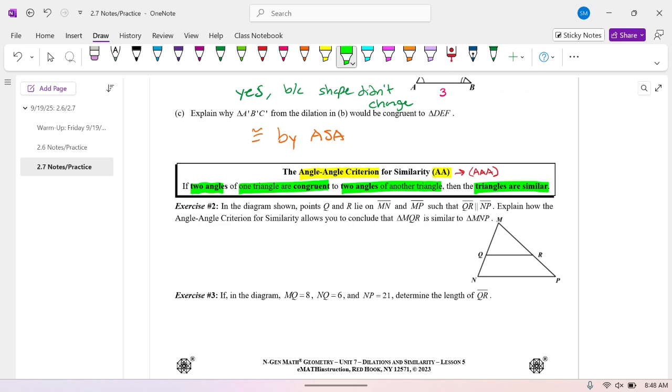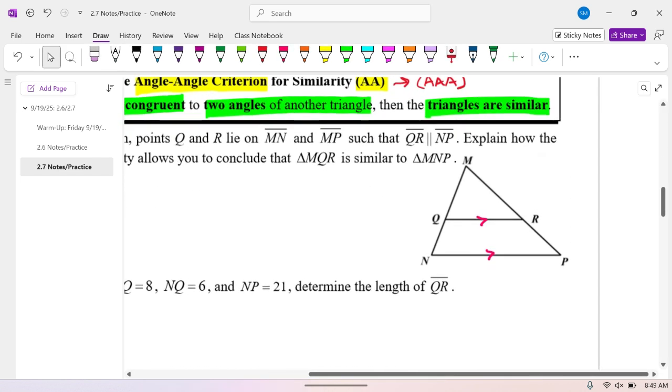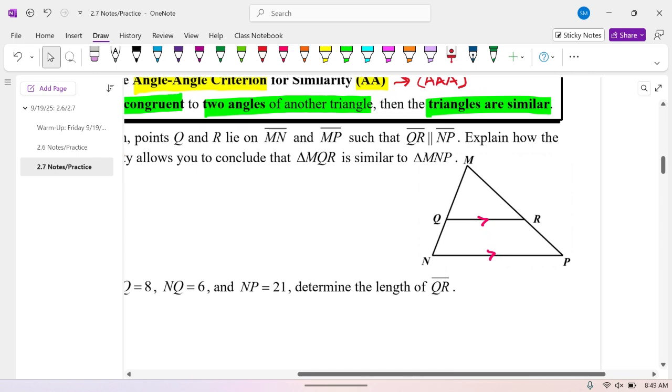Now let's look at the diagram here. In the diagram shown, Q and R lie on MN and MP such that QR is parallel to NP. So in other words, these two segments are parallel to each other. Remember, the little arrows mean parallel. Based off of the angle criterion for similarity, what allows us to conclude that triangle MQR is similar to triangle MNP?